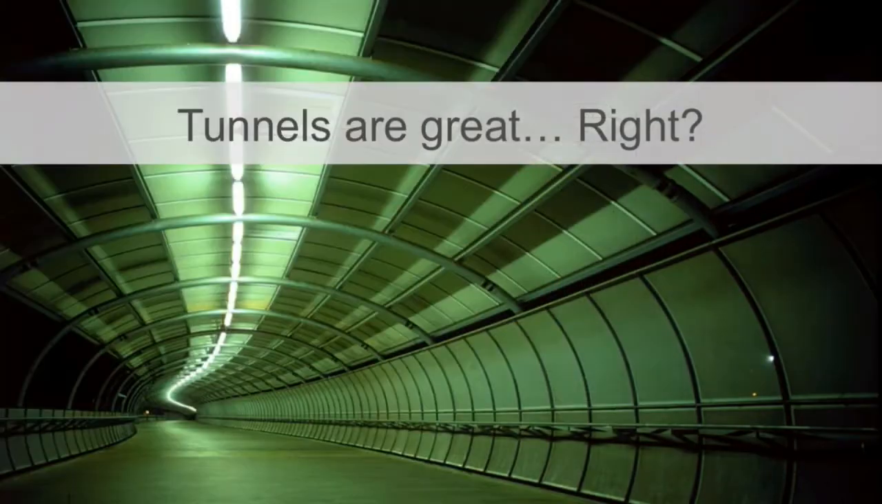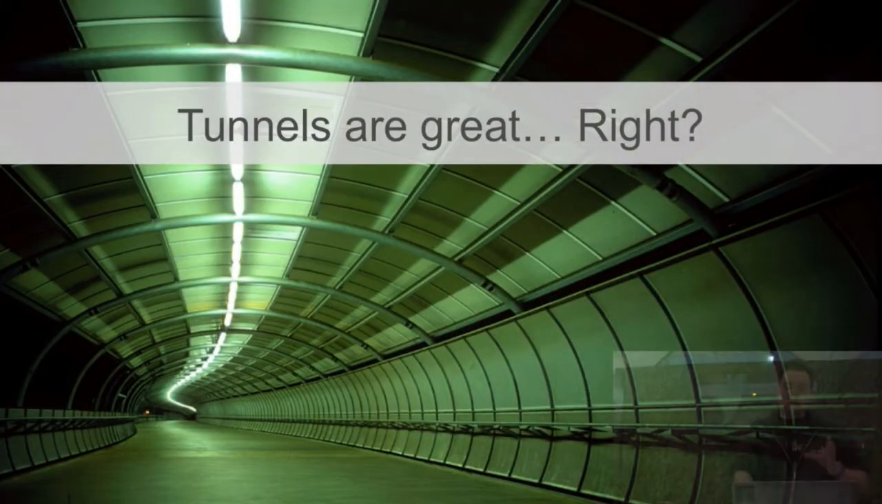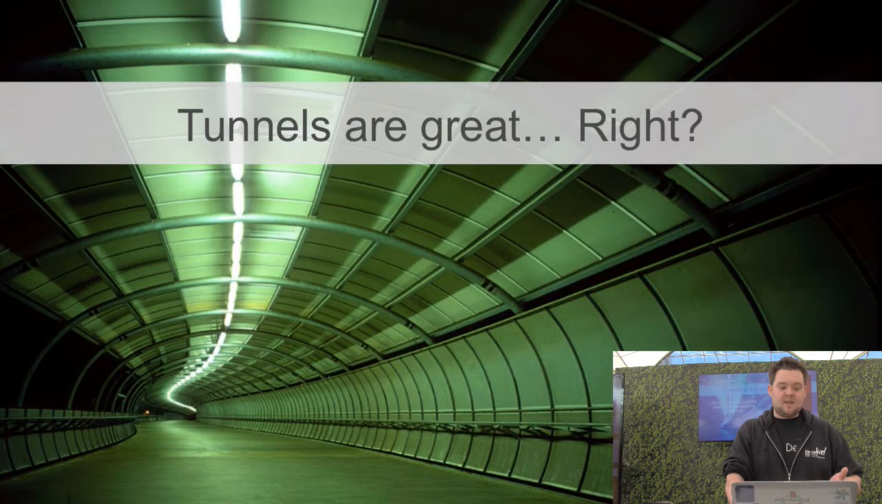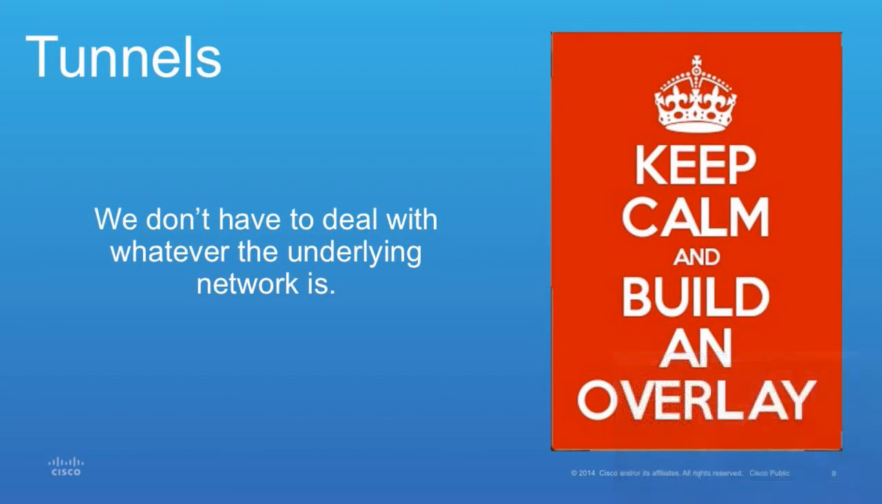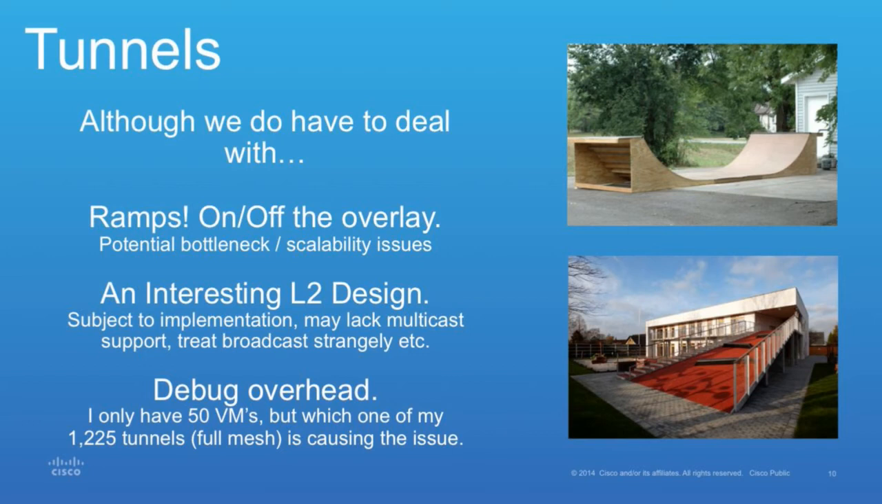And tunnels are great, right? They are used in Kubernetes because you don't have to deal with whatever the underlying network is. You're building an overlay, you know that all the nodes are going to talk to each other over that overlay. It's a lot less complexity. Again, it's that usability, that works-out-of-the-box experience. You don't have to deal with the underlying network, but you do have to deal with on and off ramps. How do you get traffic in and out of your overlay network?